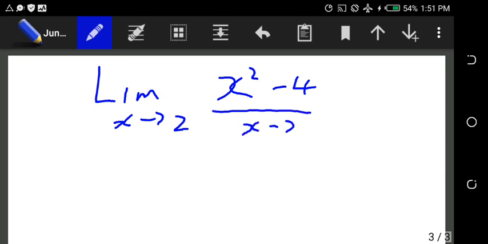Now this is a classic example. So we have to take the limit of x as it approaches 2 in this given function here, and just like we normally do, we'll go ahead and substitute the values of our x in the given function.